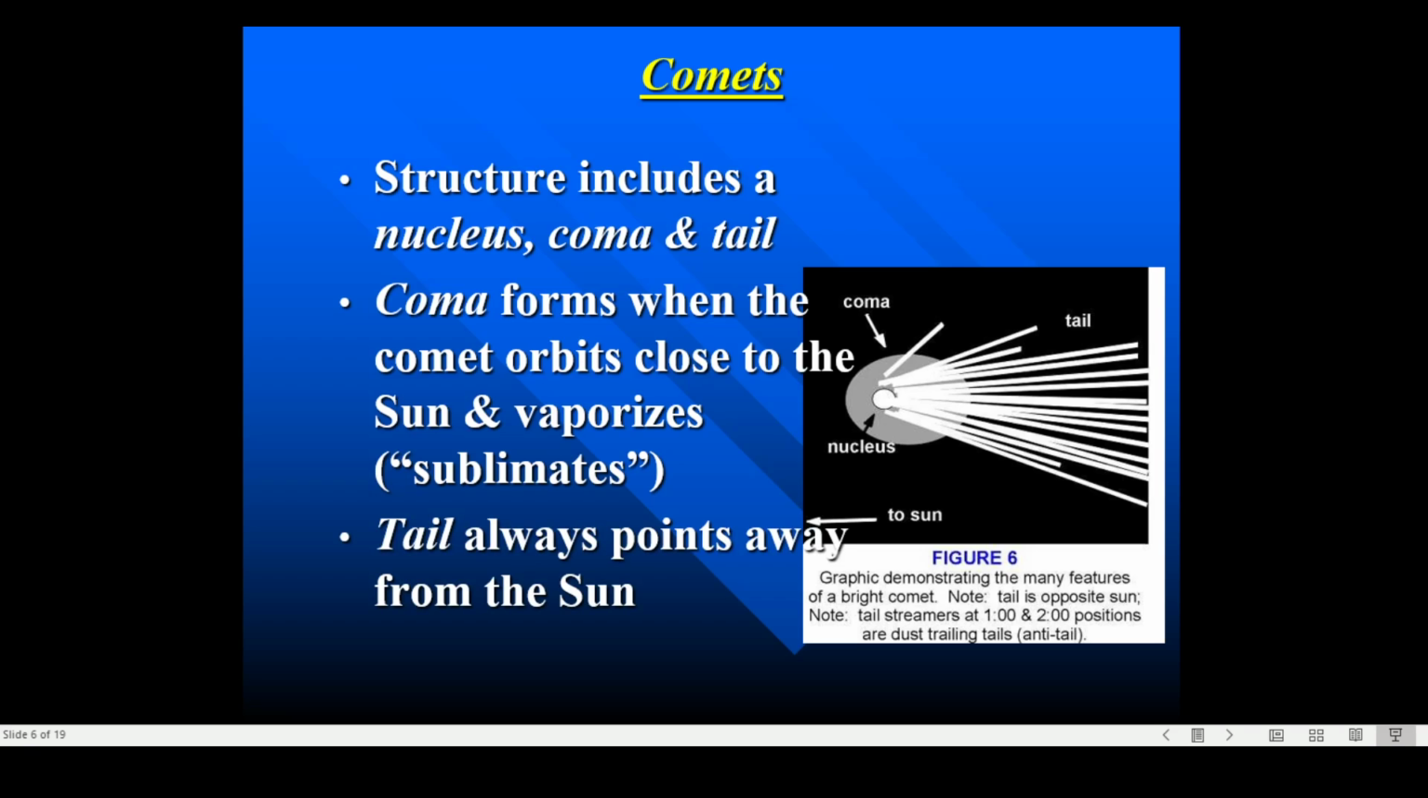Okay, because what's happening is this stuff is melting, it's vaporizing. It's going to happen in the direction opposite to the movement of the comet. So the movement of the comet is towards the sun, and so the tail, as it's breaking off and melting off and vaporizing, is going to go away from the motion of the comet. So it always points away from the sun.